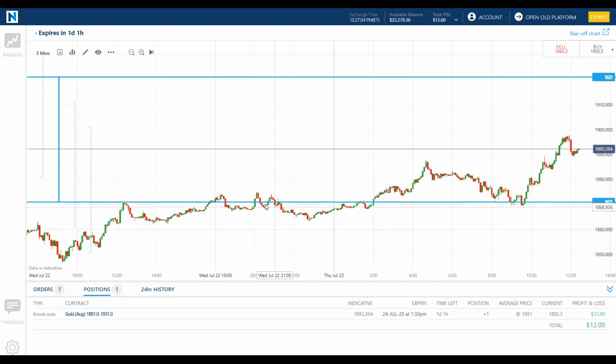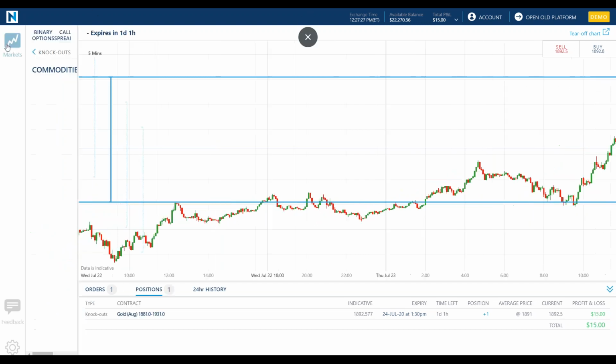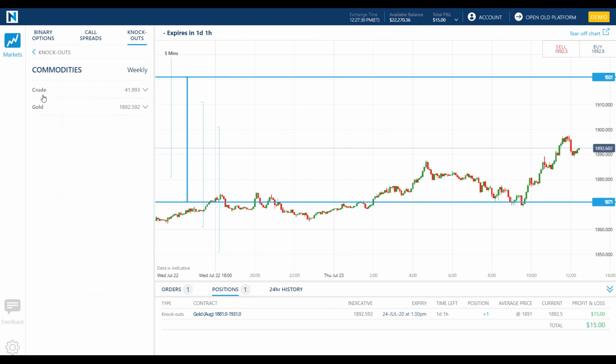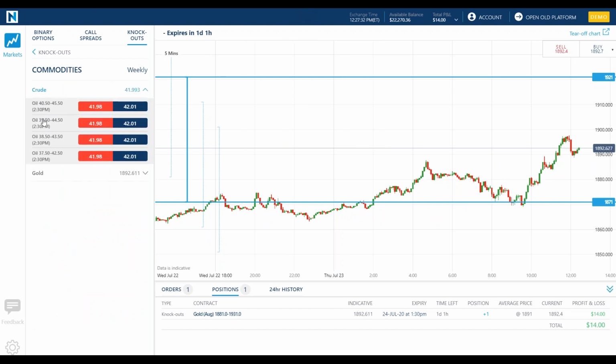Here's a contract in the last day. It had been dancing around this 1871 level, and if you were in this knockout one way or the other, you would have gotten knocked out several times. And then what happens is after something gets knocked out, we add a 4th one back in. So there'll always be 4, and we have that in all of our markets, whether it's gold or crude oil.